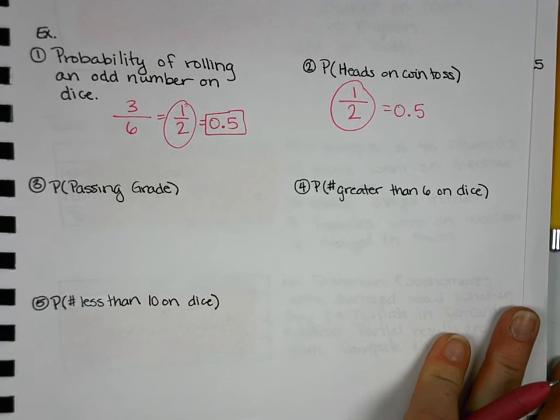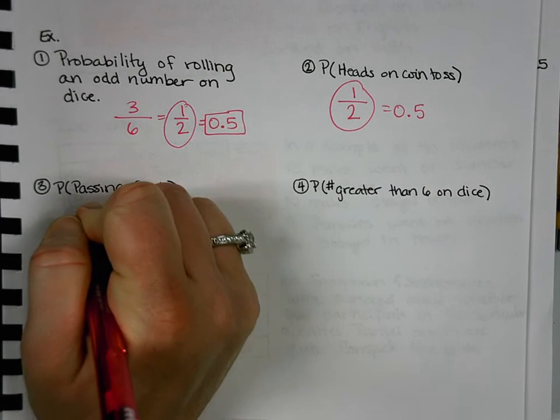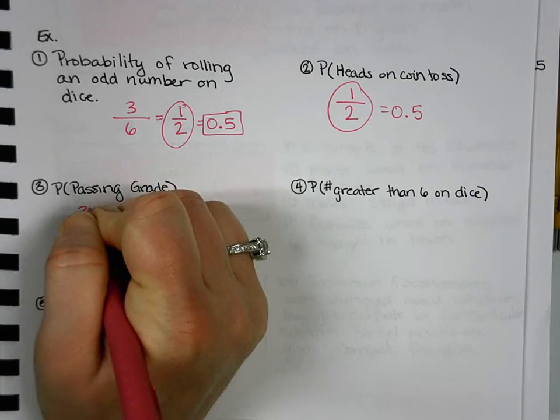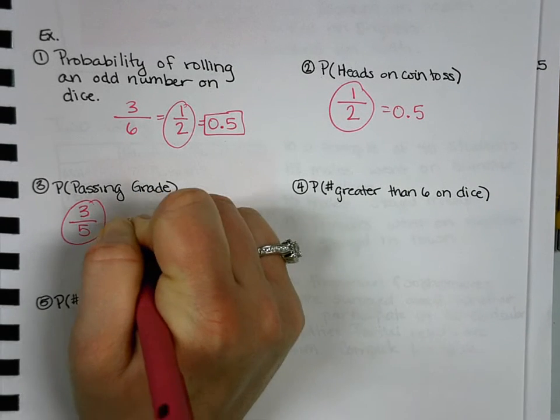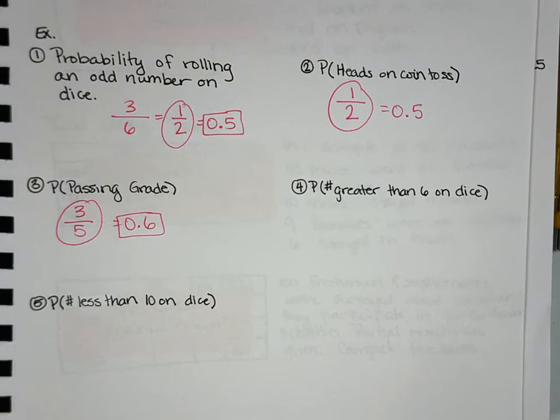What about number 3, the probability of a passing grade? So what's passing? A, B, C. So that's 3 out of how many total grades could you get? 5. So it's 3/5, or if you change that to a decimal, it'd be a 0.6 chance or probability that you get a passing grade.